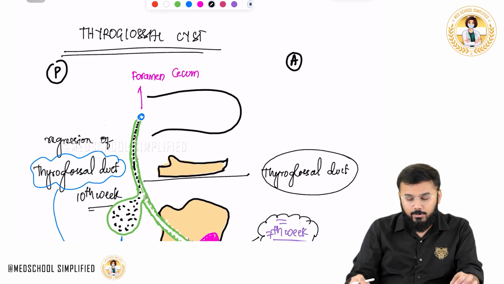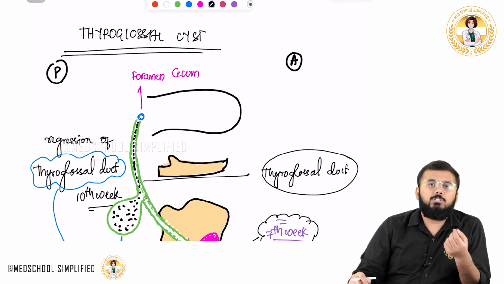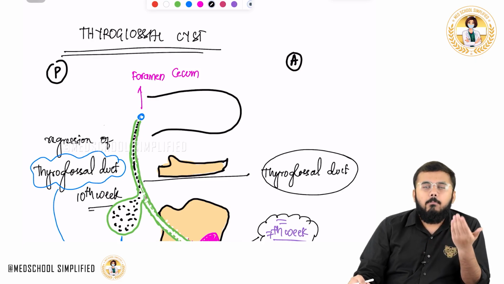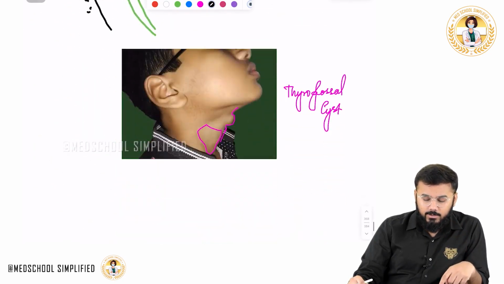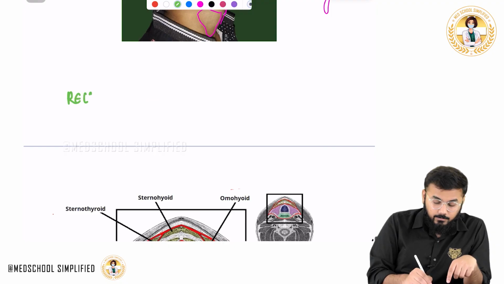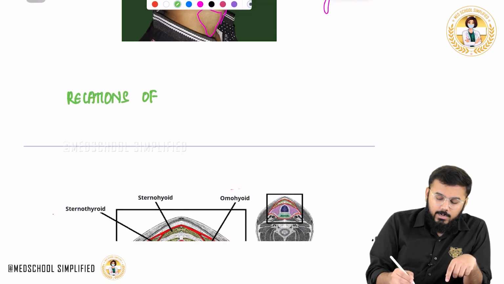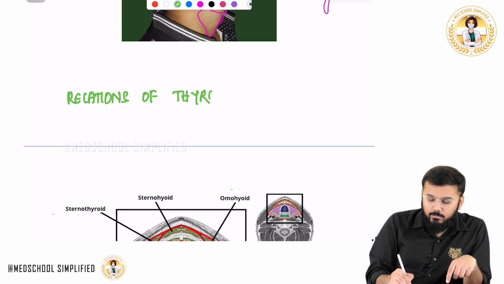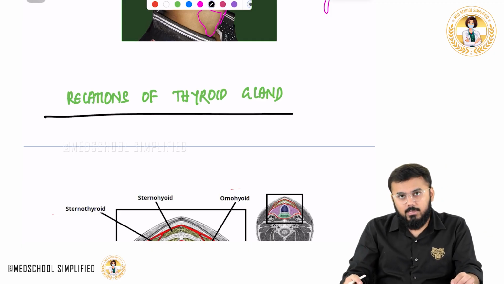Very, very important. Now what we shall discuss is the anatomical relations. It means anterior to the thyroid gland, what muscles are present, on the back side what muscles are present, laterally what muscles are present. We shall look at that. So we shall now discuss the relations of the thyroid gland. Our topic would be the relations of your thyroid gland.